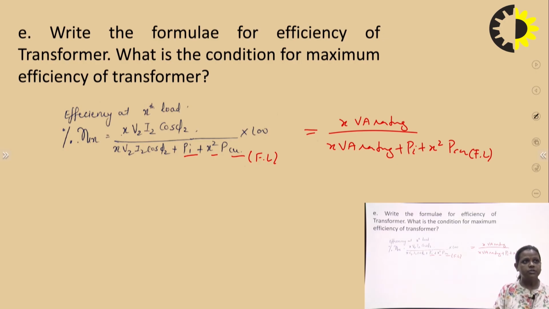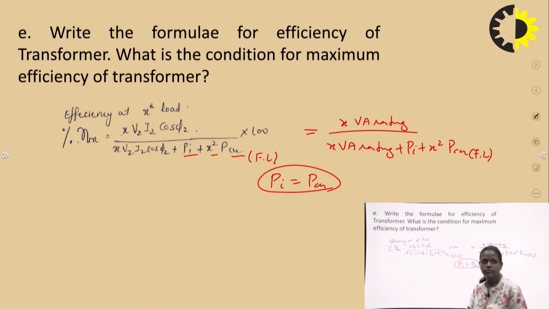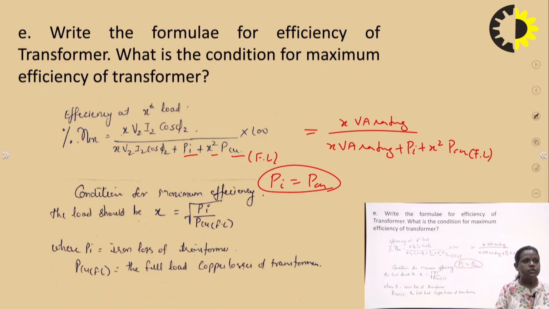Now the condition for maximum efficiency is when the iron loss and copper loss are equal. When both the losses are equal, we get the maximum efficiency. So the load at maximum efficiency is x equal to under root of iron loss by copper loss at full load, so root of Pi by Pcu, where Pcu means full load copper loss of the transformer, and Pi is the iron loss of the transformer.